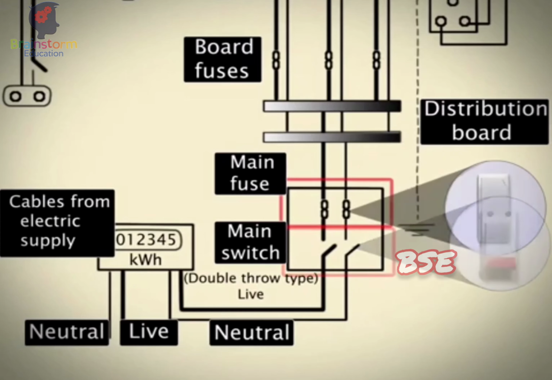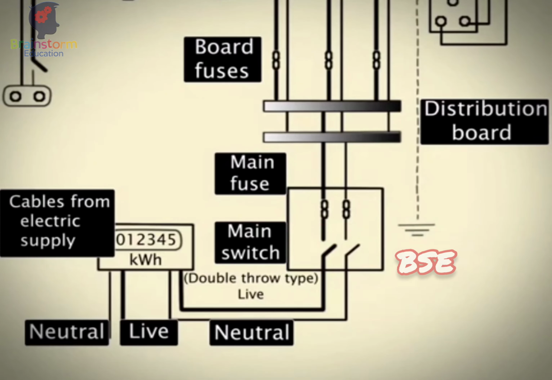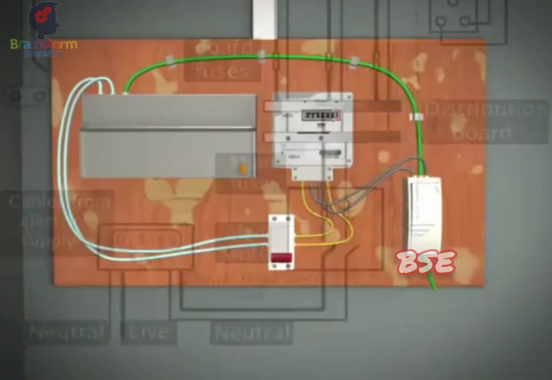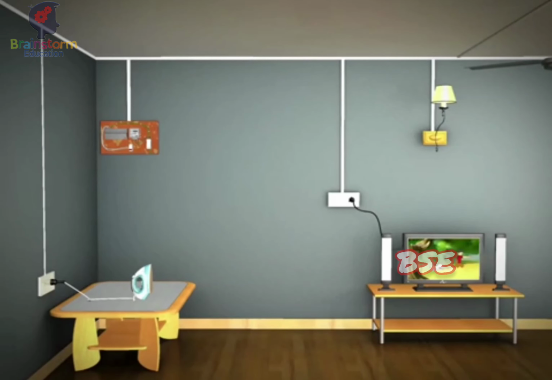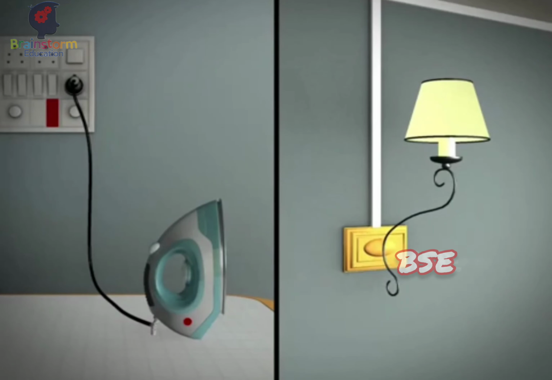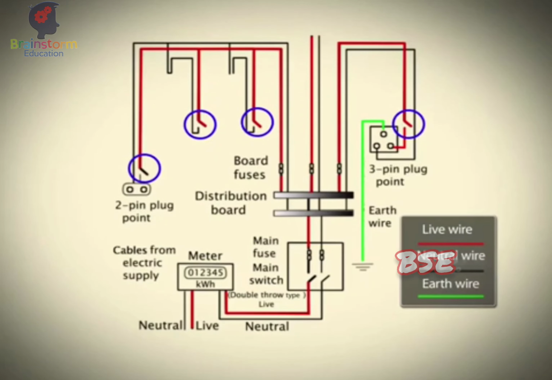From the main switch and fuse box, the wires run to the distribution board, where the wiring branches off to the sections serving different parts of the house. Each branch has its own fuse. If any appliance fails, others still continue to function. All switches are placed in the live wire. This makes the appliance neutral when the switch is off.